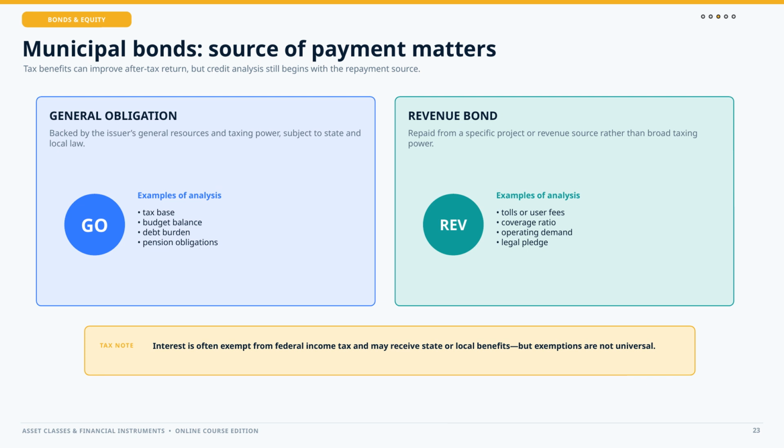Municipal interest is often exempt from federal income tax and may also receive state or local tax benefits for eligible residents, but the exemption is not universal. The tax advantage can justify a lower stated yield, which is why investors use a tax-equivalent yield calculation.